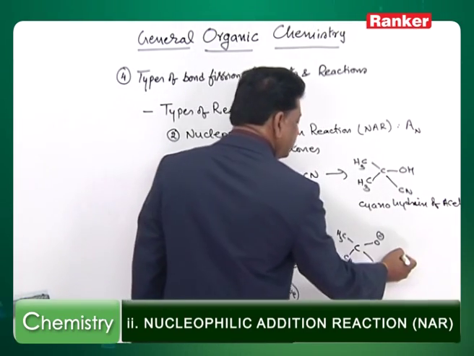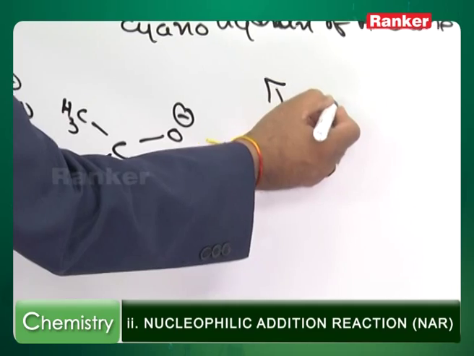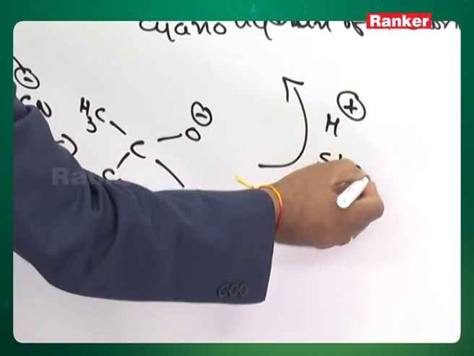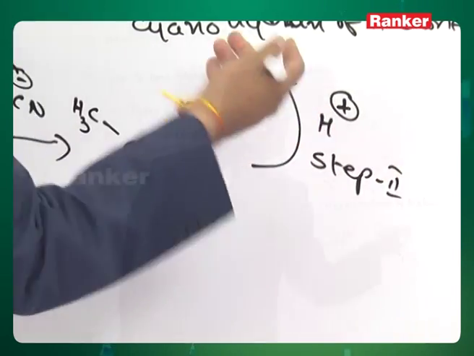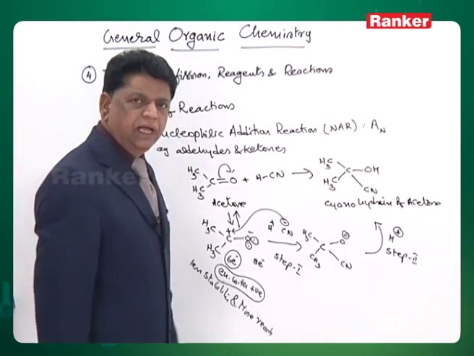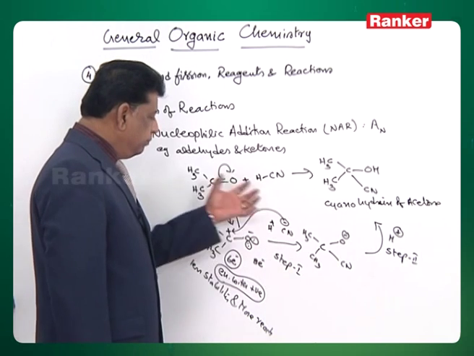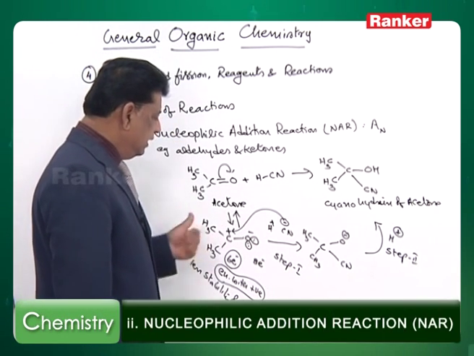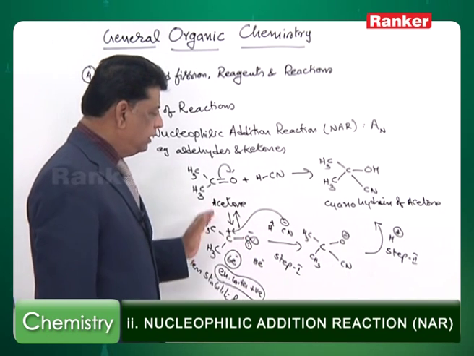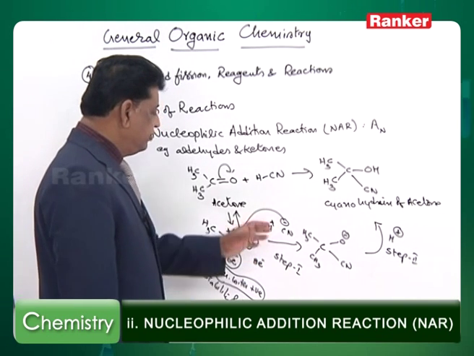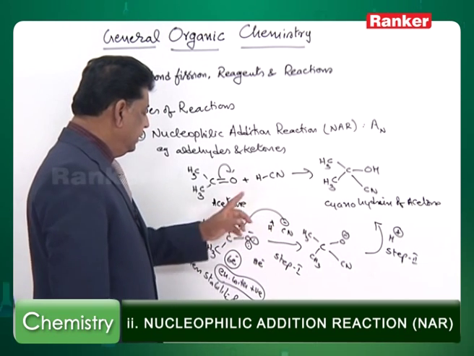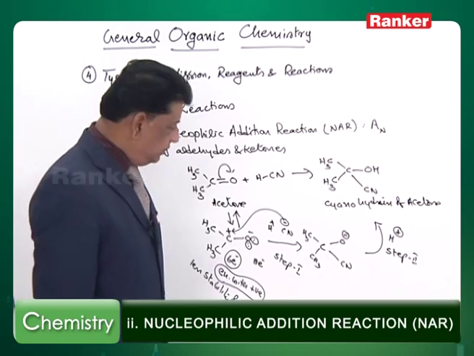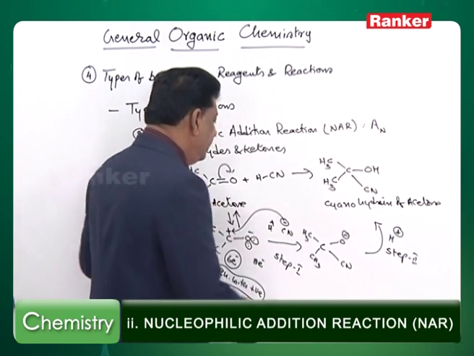Now, the H plus is added. That is step 2. Step 1 is the nucleophile, step 2 is the electrophile. The second step will not have much significance. Step 1 determines the reactivity, increasing, decreasing, fastness, all that kinetics approach depends on step 1. So, the moment cyanide attacks, followed by the H plus, the reaction is completed.